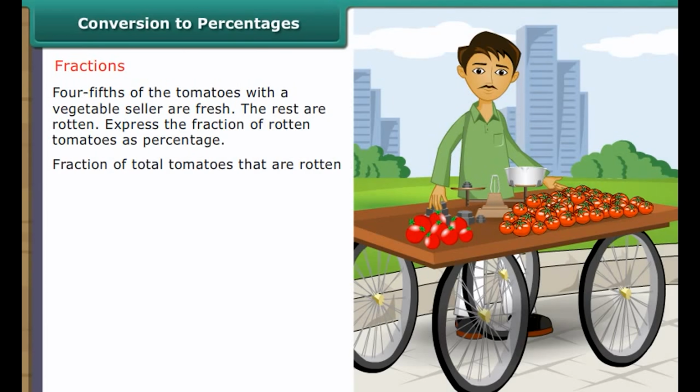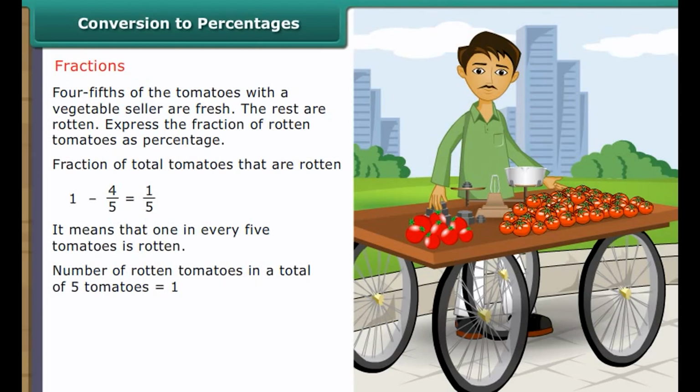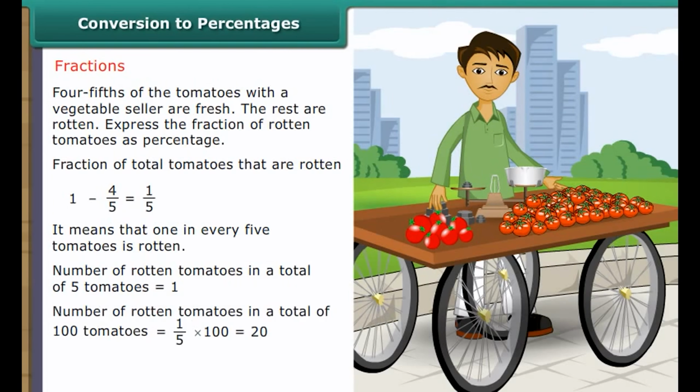Fraction of total tomatoes that are rotten is equal to 1 minus 4 upon 5, which equals 1 upon 5. It means that 1 in every 5 tomatoes is rotten. Number of rotten tomatoes in a total of 5 tomatoes is equal to 1. Number of rotten tomatoes in a total of 100 tomatoes is equal to 1 upon 5 into 100, which equals 20. 20% of the total tomatoes is rotten.